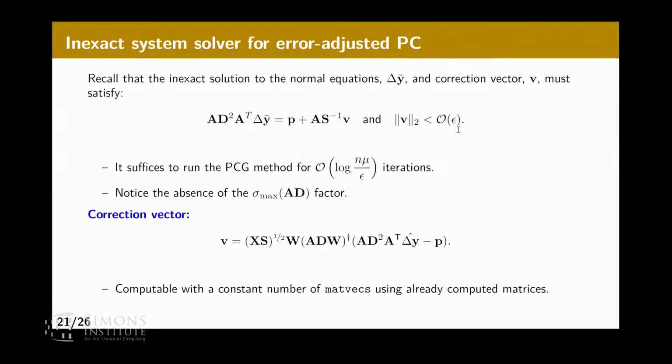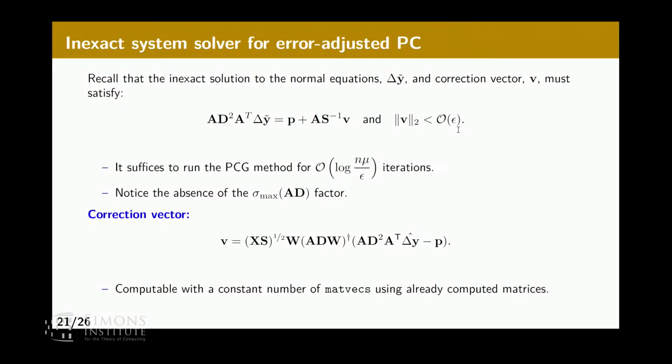Let me talk about this. Essentially, all we need to do is to run a preconditioned conjugate gradient method for log n over epsilon iterations. This is the inner iteration, so you have the outer iteration of the IPM, that's root n log 1 over epsilon, forget about the mu. The inner iteration runs for another log n over epsilon for the preconditioned conjugate gradient, but the preconditioner has to be good enough. No dependency on any kind of condition numbers for the AD matrix. You get rid of all that because your preconditioner is good.